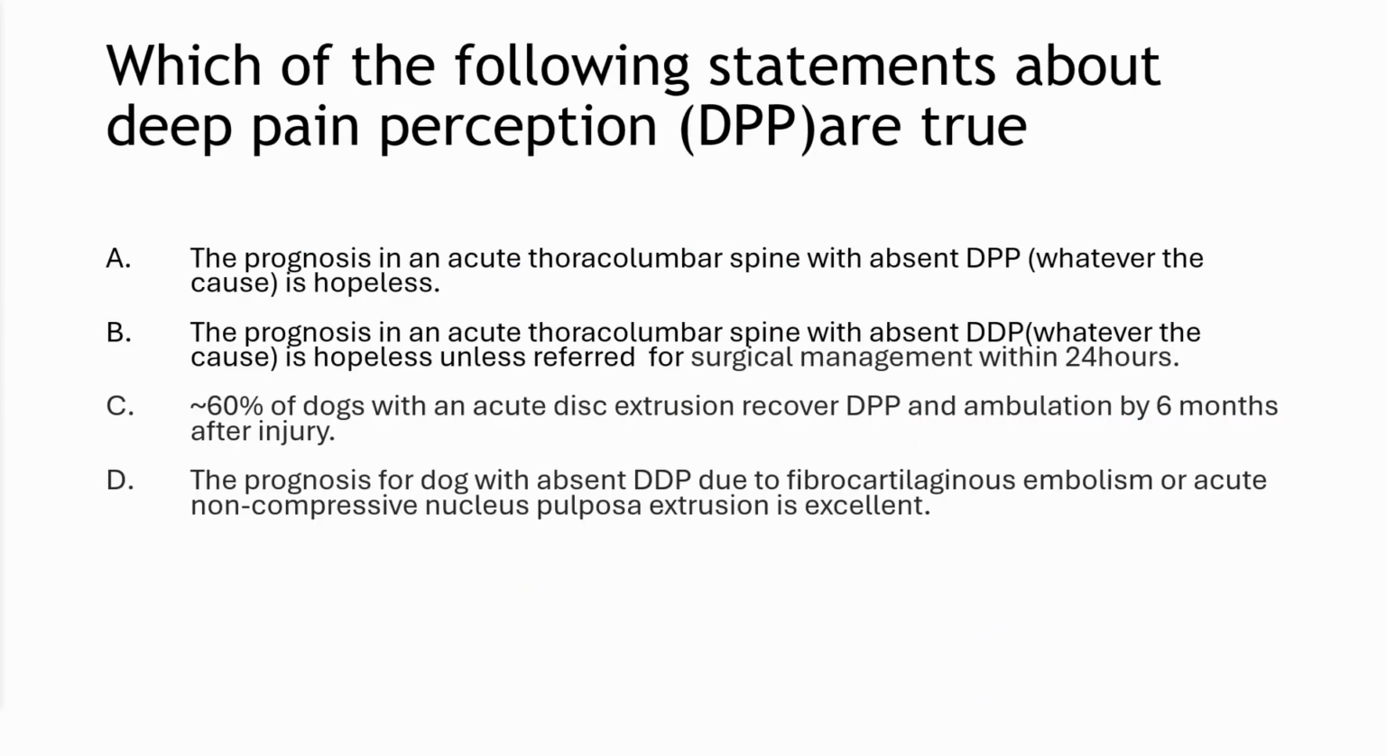So my next question to you is, which of the following statements about deep pain perception is true? A: that the prognosis in the acute thoracolumbar spinal cord with absent deep pain perception, whatever the cause, is hopeless. B: that the prognosis is hopeless unless they're referred for surgical management within 24 hours. C: that 60% of dogs with acute disc extrusion recover deep pain perception and ambulation by 6 months after injury. Or D: the prognosis for dogs with absent deep pain perception due to fibrocartilaginous embolism or non-compressive nucleus pulposus extrusion is excellent. Which of the following statements is the most true?